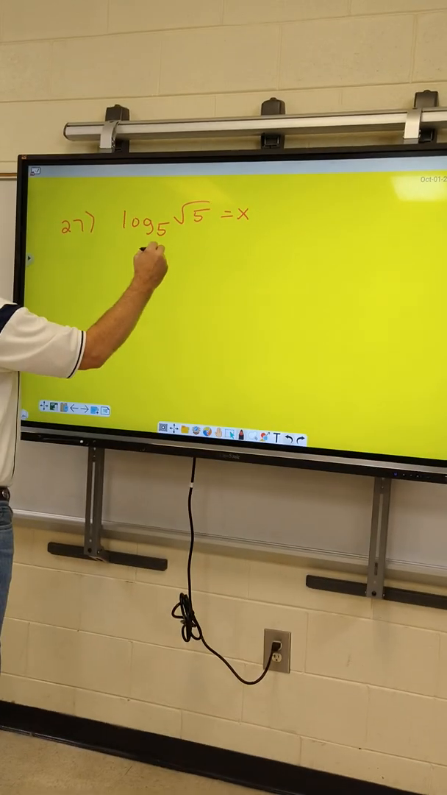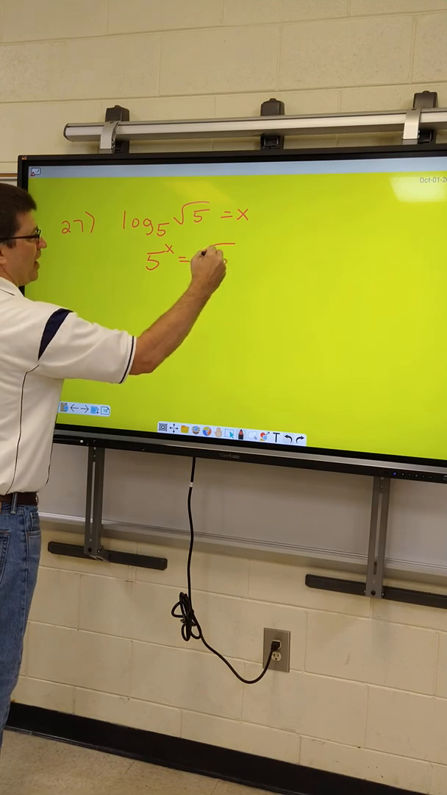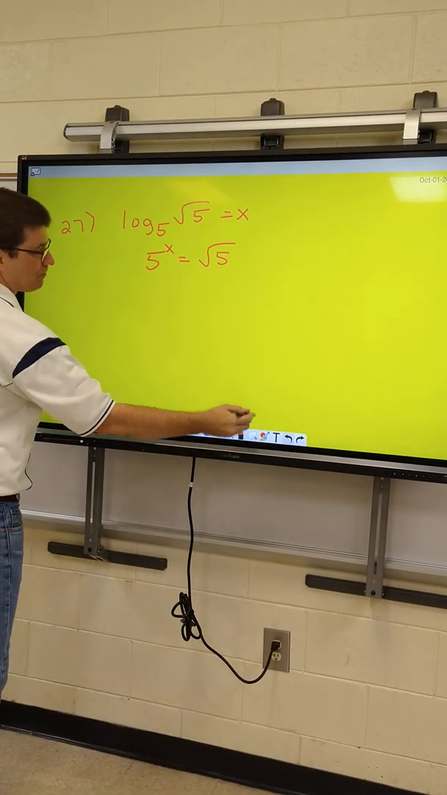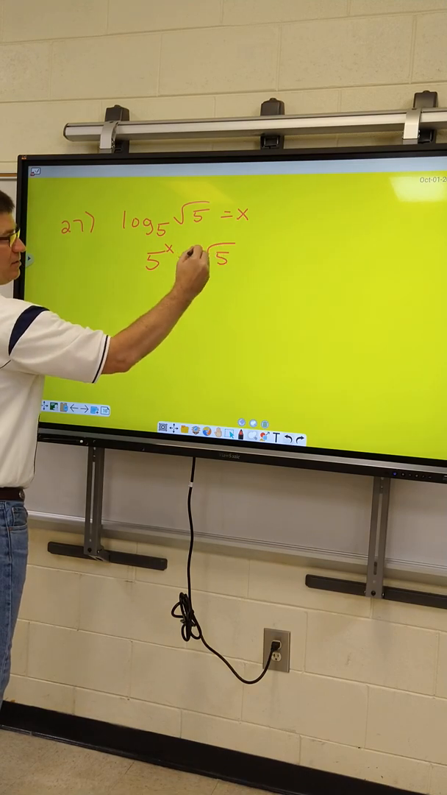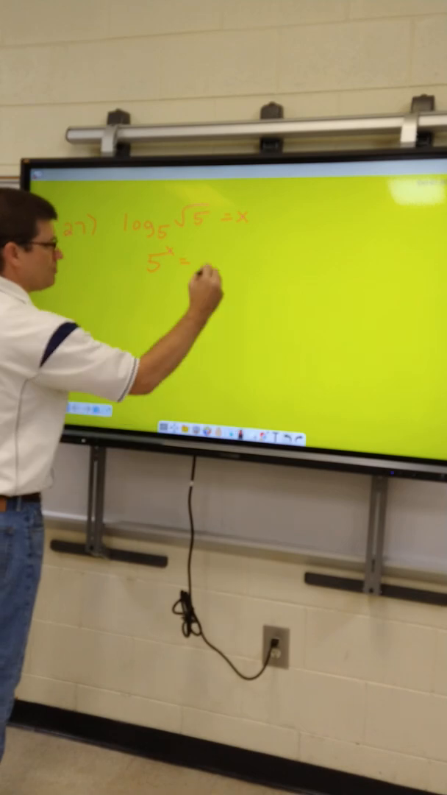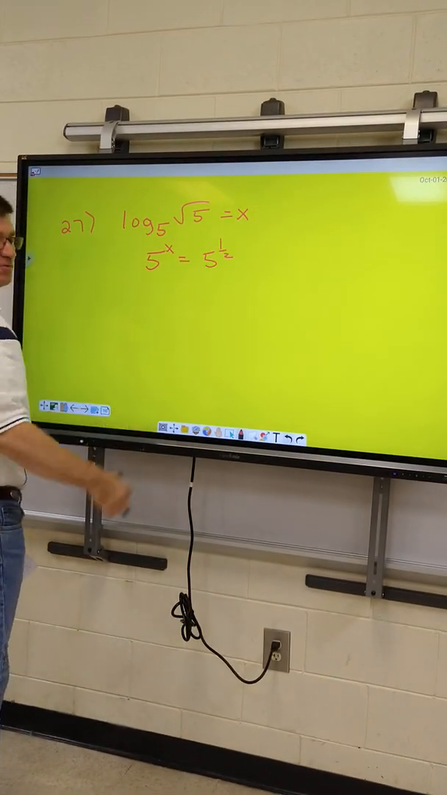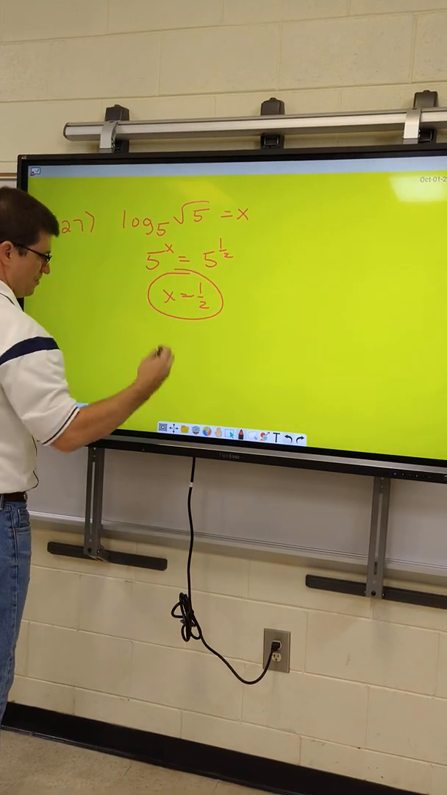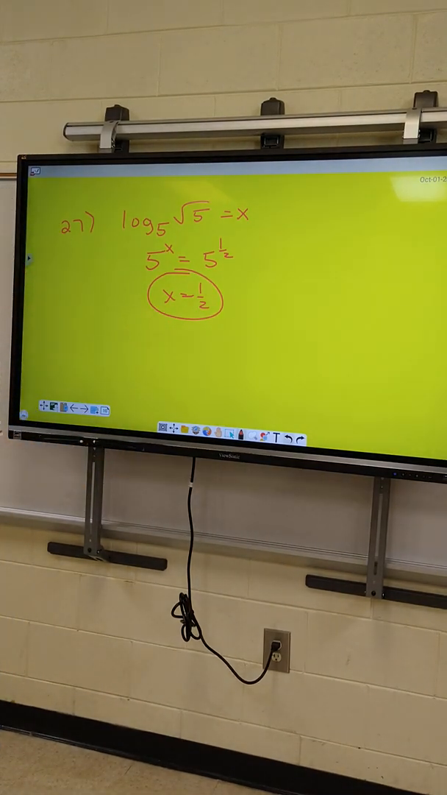All right, so y'all know that's 5 to the x equals root 5. Hey, let's fix this one. How can I get rid of that root symbol? What's it going to be? Well, that's a 1, that's a 2, so it'd be 5 to the 1 over 2. All right, this one's an easy one. Just mark out the 5s, you got your answer. x equals 1/2.